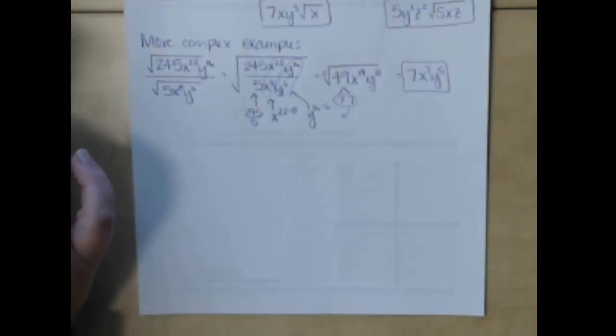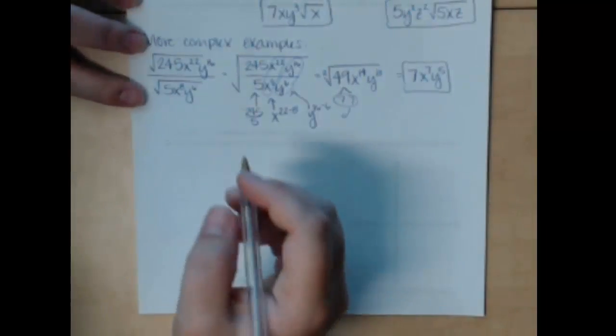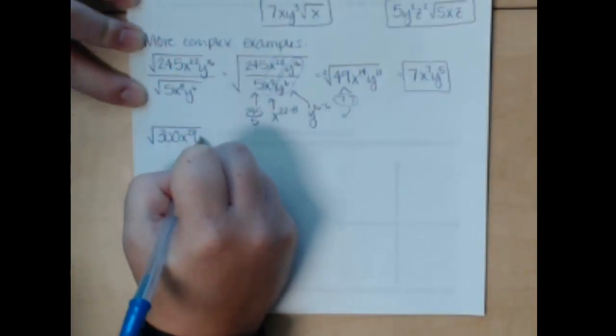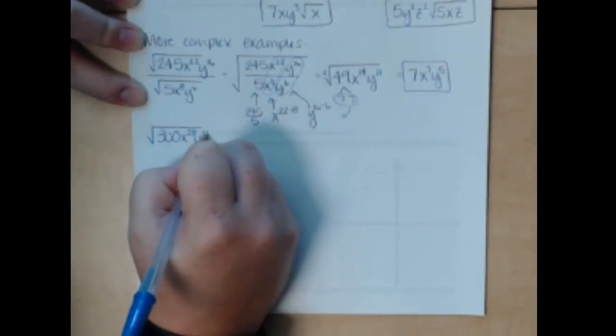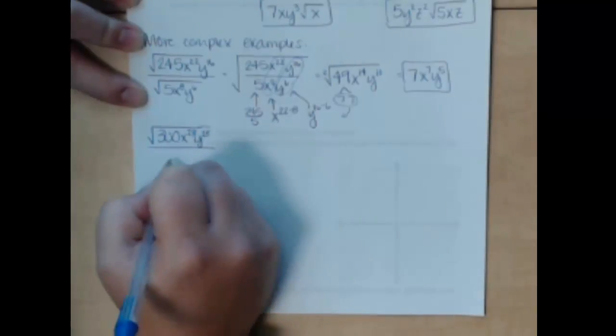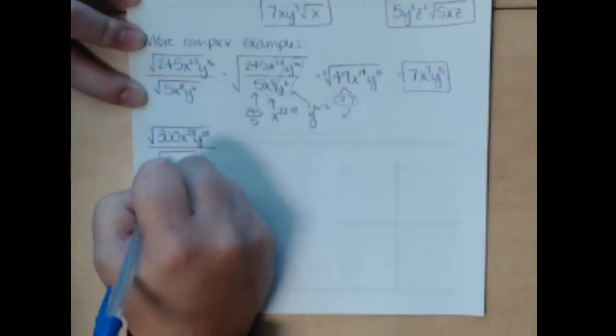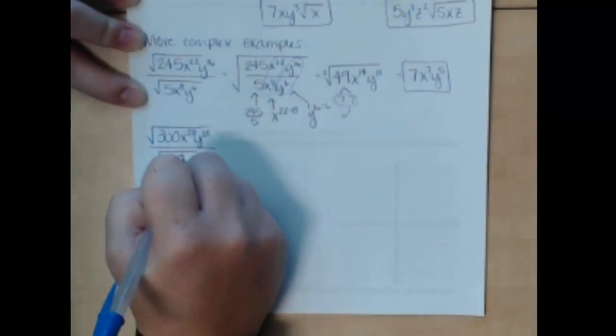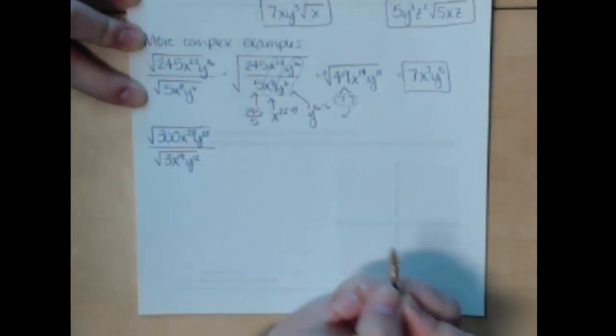All right, so let me look at a couple more. Let me look at another one like this, and then I'll show you how we can use this rule backwards. So what if we have the square root of 300 x to the 28th y to the 28th all over the square root of 3x to the 14th y to the 12th.